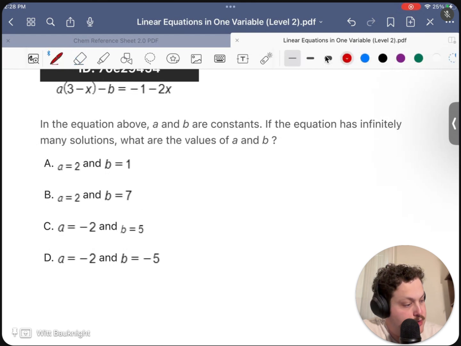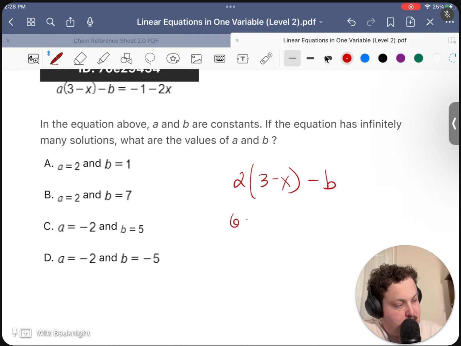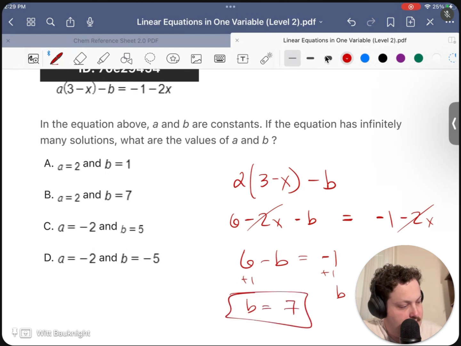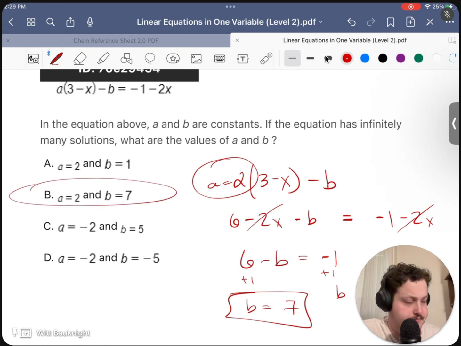So I'm going to put 2 times 3 minus x minus b. So 6 minus 2x minus b still has to equal -1 minus 2x. All right, I'm going to get rid of the 2x's from both sides. So 6 minus b equals -1. Get b to the other side, add the 1 to both. So b equals 7. And what did we say? We said that a equaled 2. So I'm going to go with b.